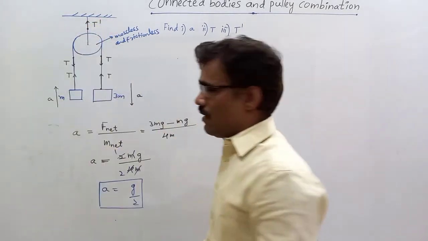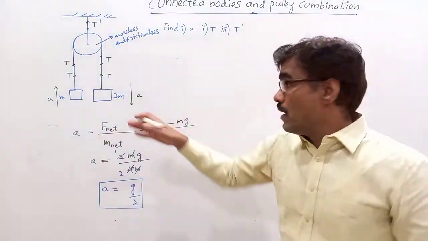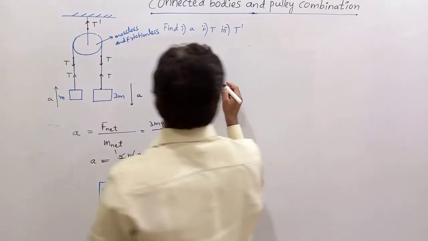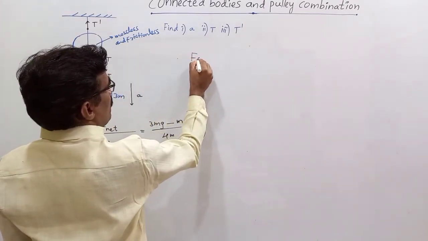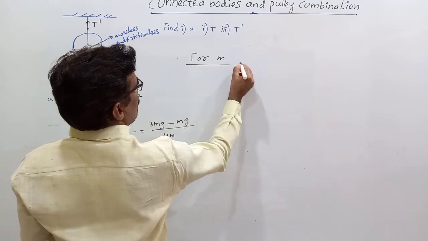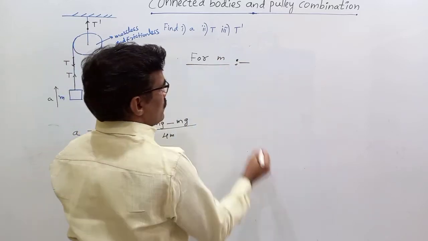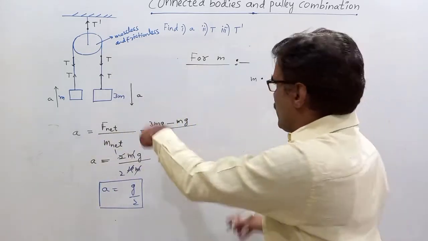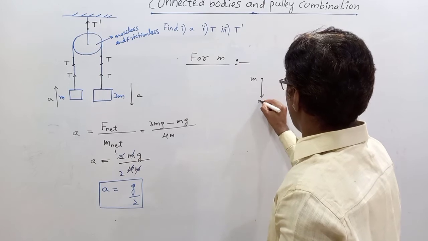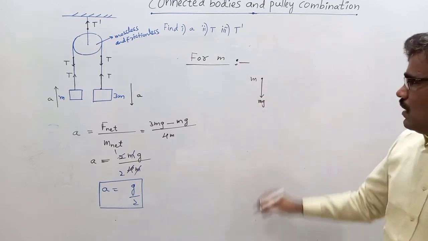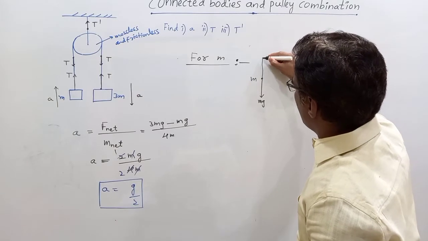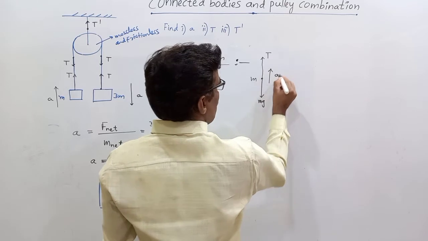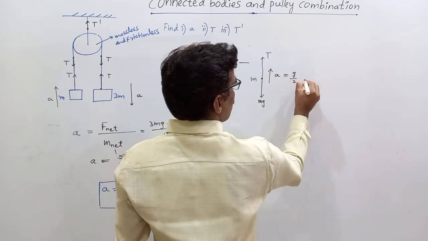Free body diagram for M, we get T. Or free body diagram for 3M, we get T. Therefore here we use the free body diagram of M. So how many forces are acting on M? One is its weight. Weight is acting vertically downward. Clear, sir? Tension in the string is acting vertically upward. But it is moving upward with acceleration a, which is equal to g by 2, sir.